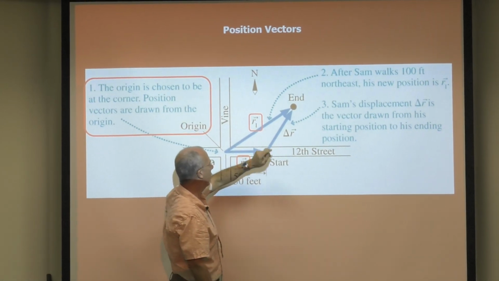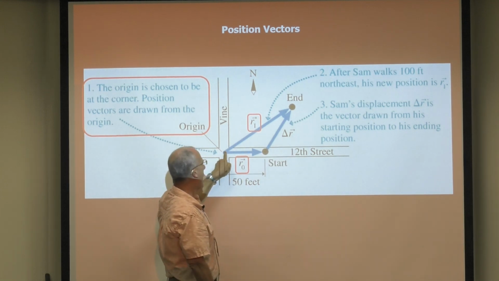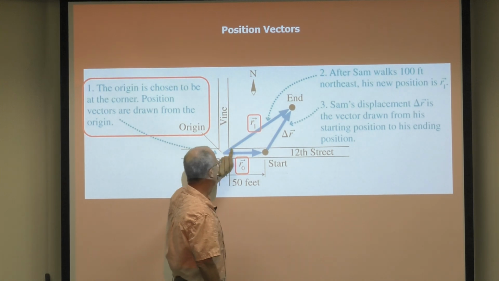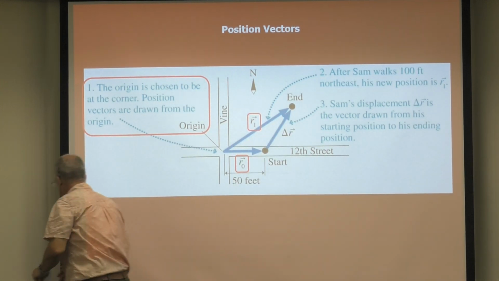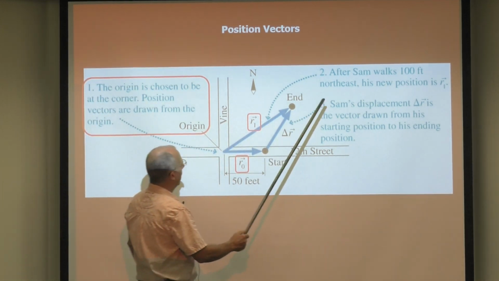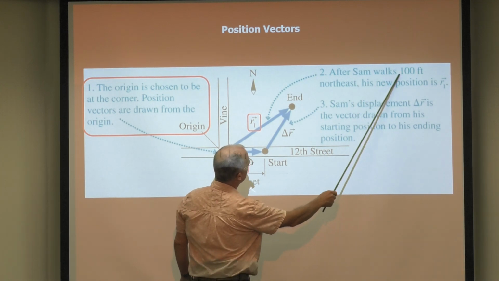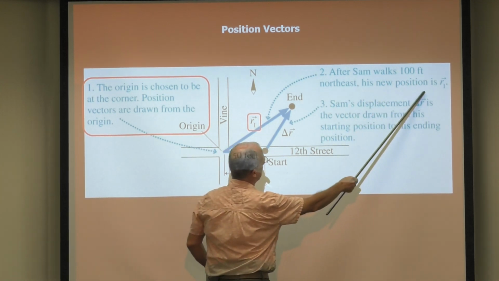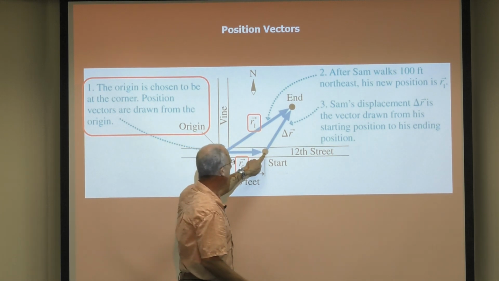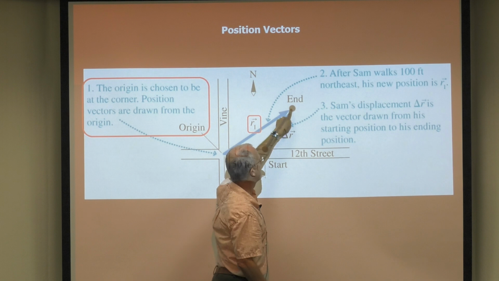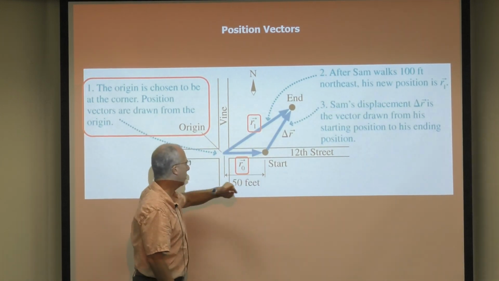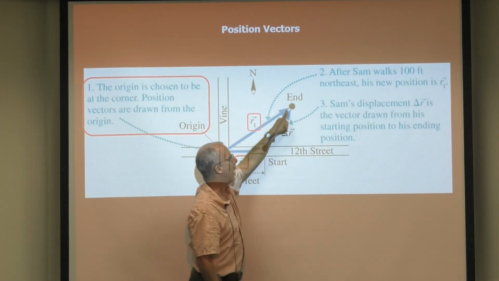R0. Now, this is the final position. So this is R1 or R final, whatever you want. Again, it starts at the origin, goes to the position. Okay, so let's read it. So yeah, the origin is chosen. So here it is: after Sam walks 100 feet northeast, his new position is R1. So Sam starts here and he walks here. So start, finish. No kidding, right? So R initial or R0, R1 or R final.